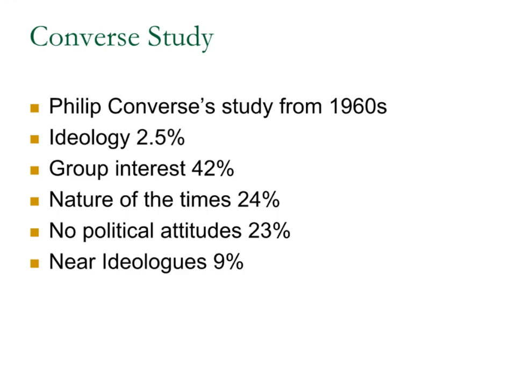What Converse found, though, was the near ideologues, the people who only gave a slogan version, often voted opposite of what the actual ideology was of the candidate they were voting for. So their misunderstanding or lack of understanding of the political ideology led them to vote in a manner opposite to what they thought they were voting for. And that was almost 10% of the electorate. So, put together, this presented a rather troubling view of the American electorate.